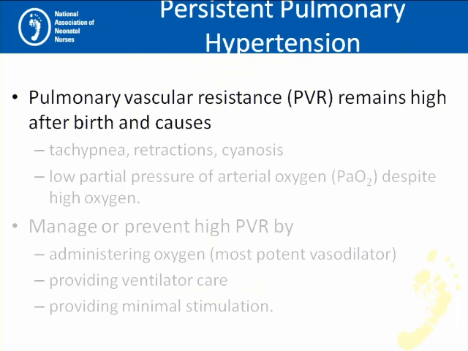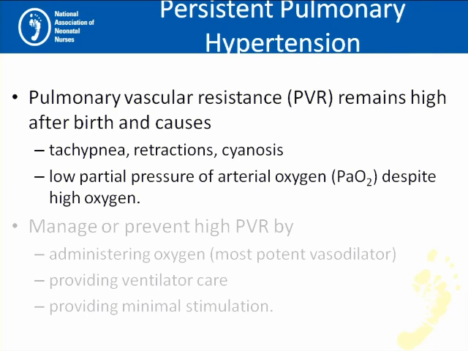The pathophysiology of persistent pulmonary hypertension is that the pulmonary vascular resistance, which is the PVR, remains high after birth and causes tachypnea, retractions, and cyanosis, low partial pressure of arterial oxygen despite high inspired oxygen, and a difference in 20 millimeters of mercury or more PaO2 between the pre- and postductal arterial blood gas results. Pre- and postductal oxygen saturation difference of 5% may indicate shunting.